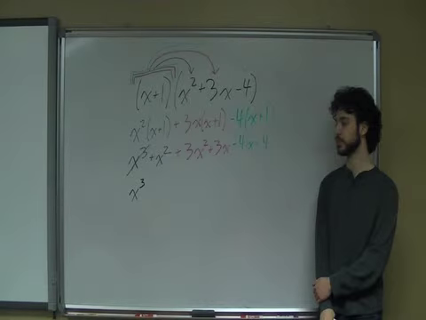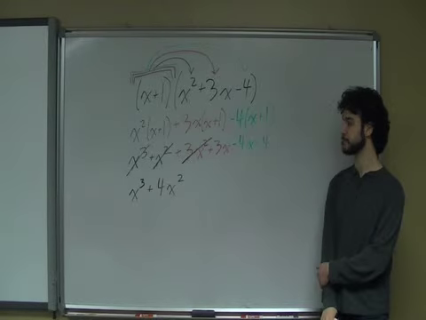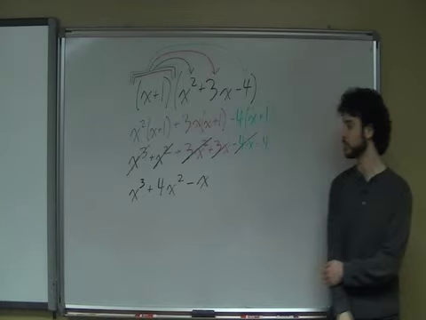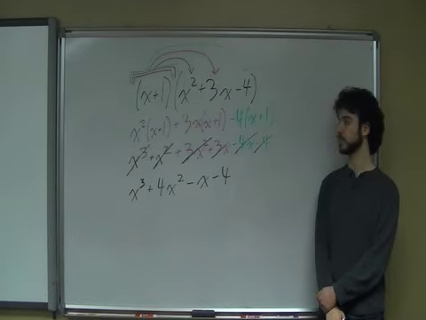First, let's grab all the x to the thirds, in this case just x to the third. Then all the x squareds, in this case x squared plus 3x squared. Then all the x's, that's 3x minus 4x. And then the terms without variables, in this case just negative 4.